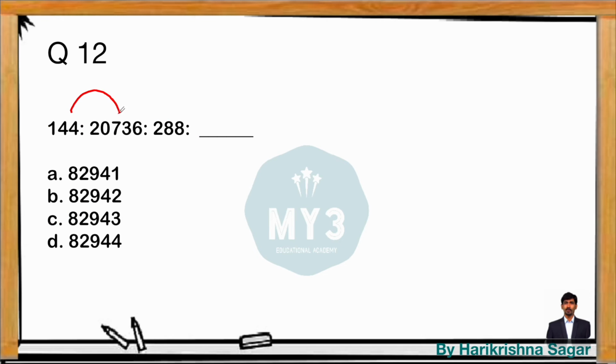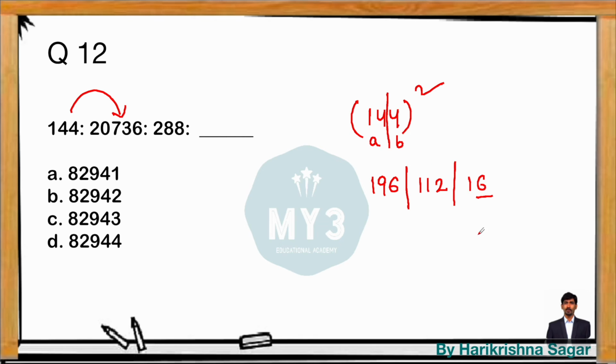So 144 becomes 20736. What is the reason for it? If you take 144 and find the square of it, take it as A and B. 14 square is 196. And 2AB is nothing but 14 into 4 into 2. That means 56 into 2, which gives 112, and 4 square is 16. Because we have taken one digit here, take the last digit 6, send the rest as carry, it will be 113. Send 11 as carry to the next number. The answer will be 20736. In a similar way, 288 square is required.